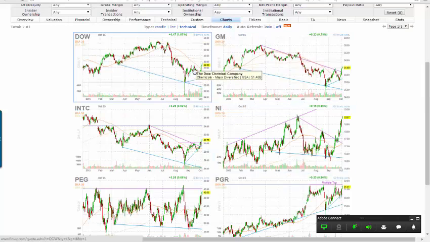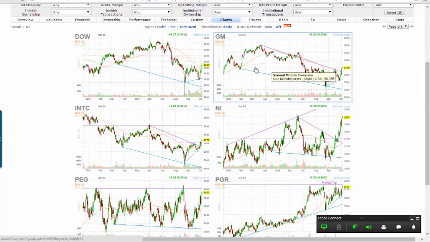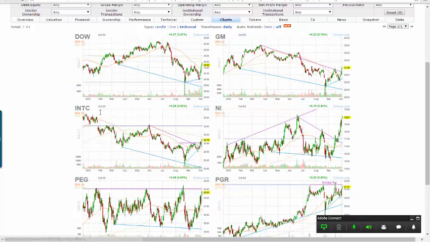I like Dow, breaking resistance from an inverted change. General Motors, long-term downtrend, hit a low, new high, higher low, about to break out. And Intel, okay? Those would be relatively good candidates.